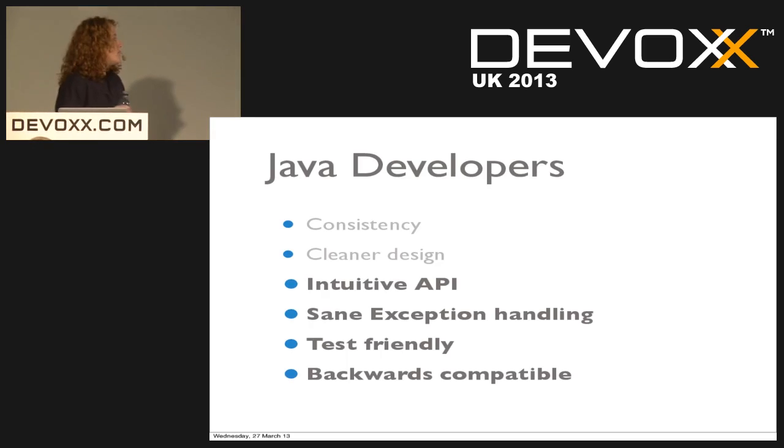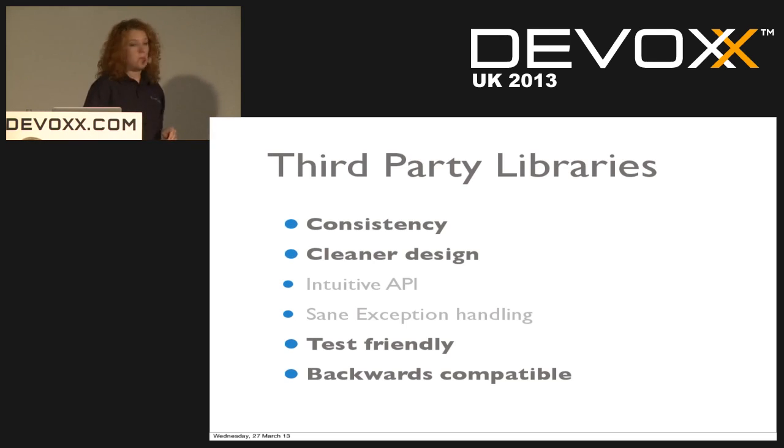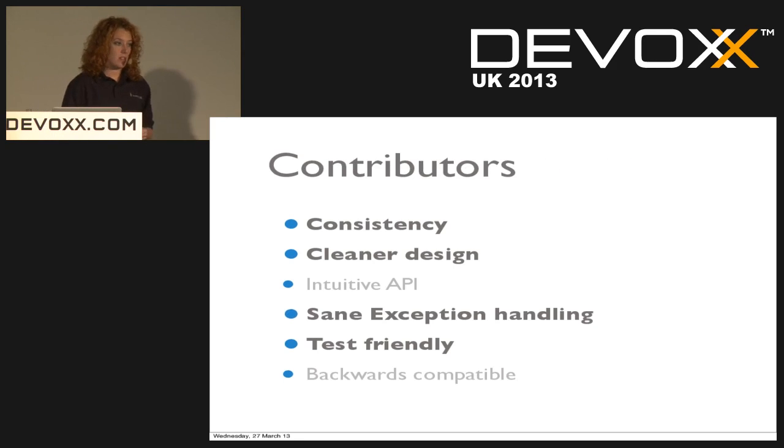So these guys have all got different requirements around our design goals, if you like. The Java developers care about the API, the same exception handling. It's got to be test friendly, backwards compatible. The third-party libraries don't care about the same things. Obviously these aren't binary things; they don't only care about those things. But on a rough scale, these are the sorts of things that people care about. And the contributors, again, care about slightly different things. And this allows us to give weight to different goals, depending on who we're talking to, and what it is we're trying to achieve with those goals.